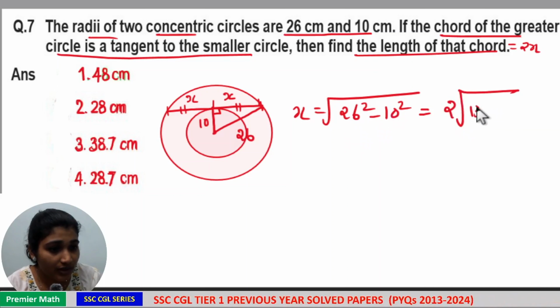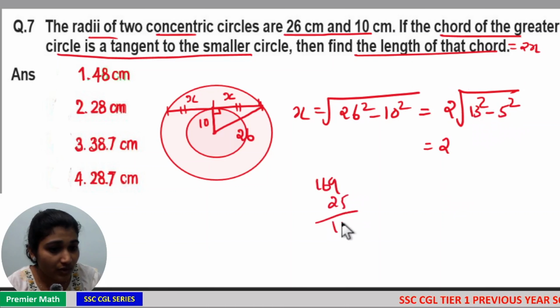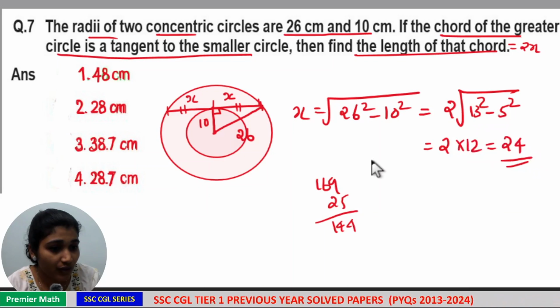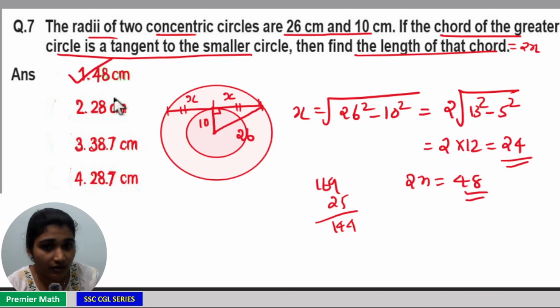2 root 13 square minus 5 square. Now this is equal to 2 into 13 square is equal to 169 and 5 square is 25. So if you subtract, this is 144. So root 144 is equal to 12. So 2 into 12 is equal to 24. X is equal to 24 means 2x is equal to 48. Option 1 is your answer.